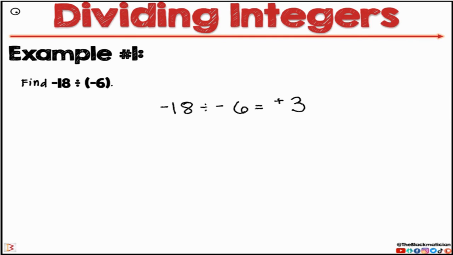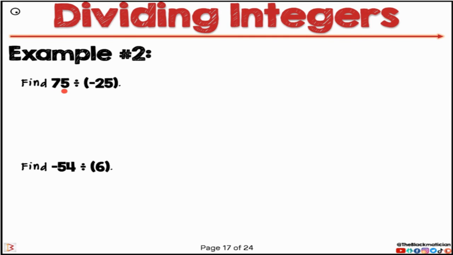Example 2. Find 75 divided by negative 25. These two integers are different signs, so I know whatever my answer is, it's going to have to be a negative. And then the question is how many 25s fit into 75, and that answer is going to be 3. So 75 divided by negative 25 equals negative 3.